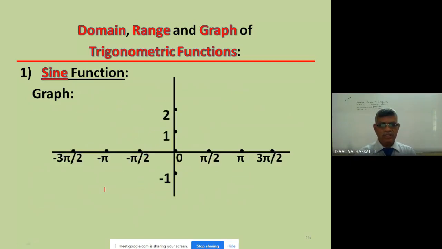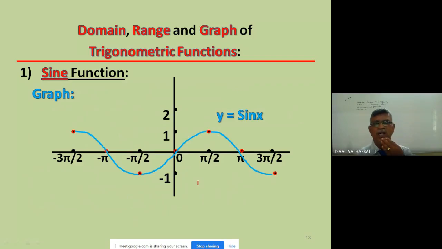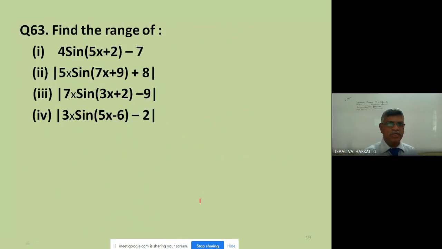You plot a few points. This is only revision, we know. Sine 0 is 0. Sine pi by 2 is 1. Sine minus pi by 2 is -1. Sine pi is 0. Sine 3 pi by 2 is -1. If you plot these points, you will get a smooth curve which we call the sine wave, sine graph. Okay? Clear? Anything more explanation needed, you can ask me.